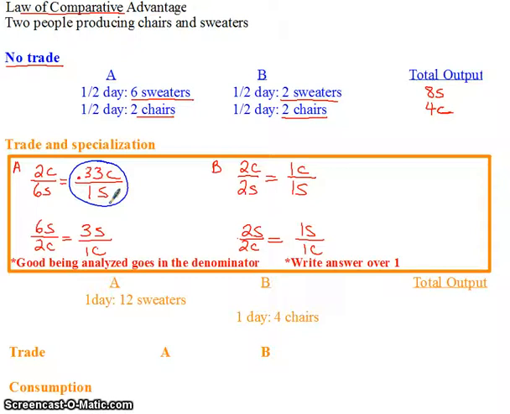Now, what about chairs? Every time A makes a chair, he gives up 3 sweaters. Every time B makes a chair, he only gives up 1 sweater. So B is the lowest opportunity cost producer of chairs. He has a lower opportunity cost to produce chairs, which means he has a comparative advantage in the production of chairs. To finish this up, A has a comparative advantage in the production of sweaters. B has a comparative advantage in the production of chairs.